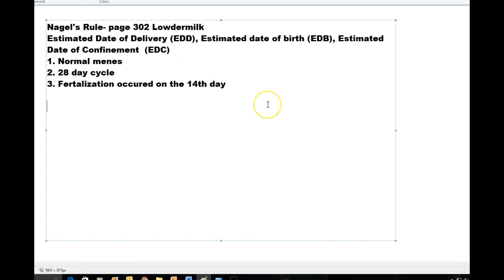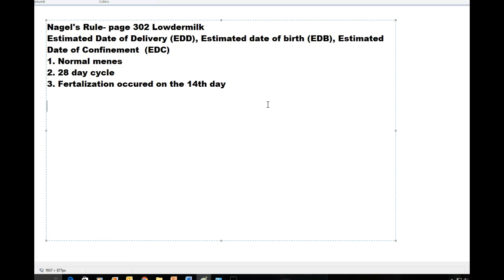Okay, you guys, I want to talk about how to calculate someone's due date. This will be on your NCLEX, this will be on a quiz, and this certainly will be on my test. So it's rather simplistic, very easy. You just have to get the hang of it. So the rule is called Naegele's rule, and it is on page 302 of your Loudermilk text.